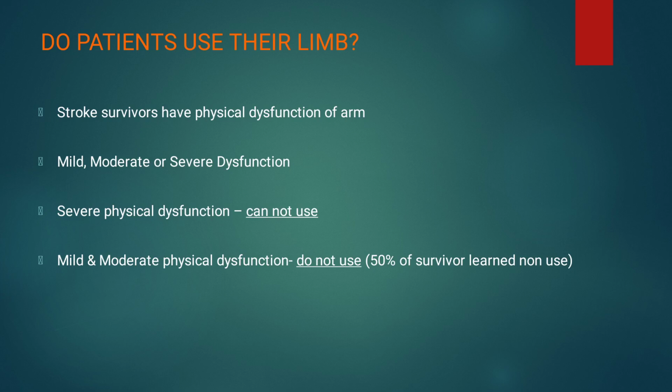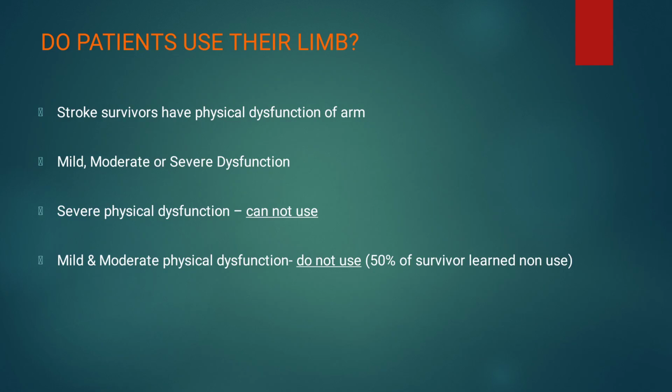But what about the other patients who can lift the arm and open their fingers? Do they use it? It has been found that more than 50% of the people who suffered a stroke do not use their arm for any activities despite having ability in their arms. So what is the root cause of this phenomenon? It is learned non-use.